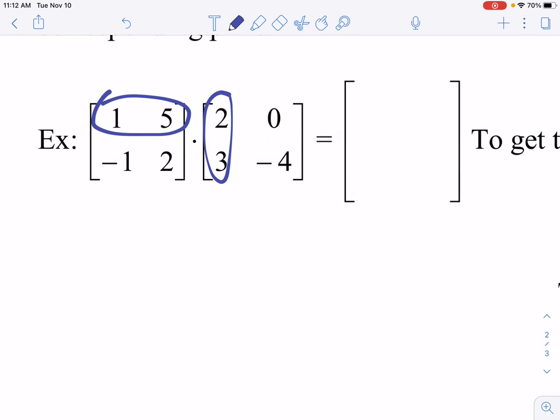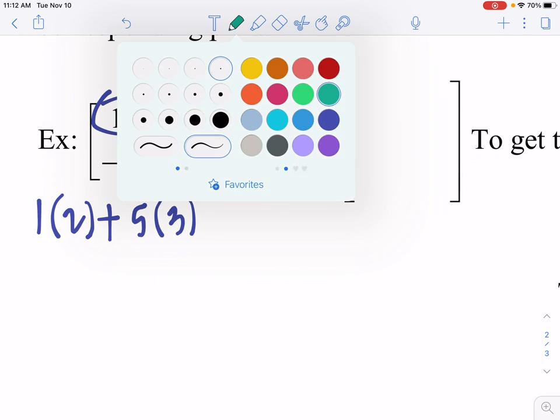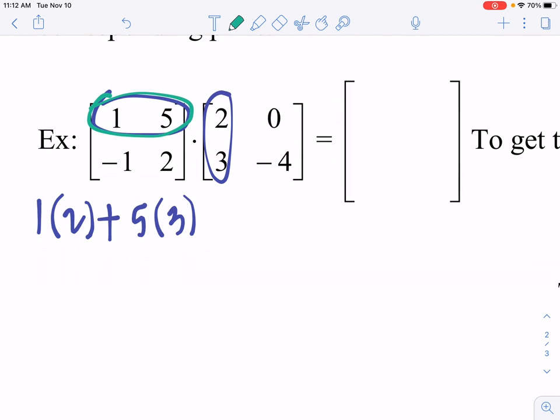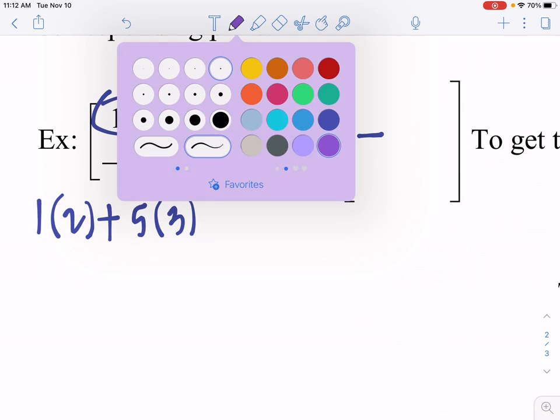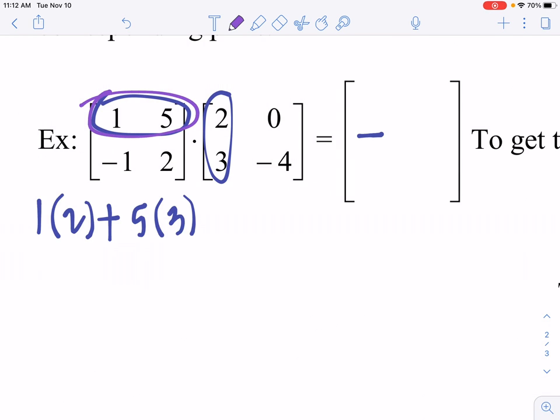So first row times first column of the second one. So 1 times 2 plus 5 times 3. That's going to be that first one. So that first one's going to go there. And then the second one is first row, second column. That's going to go there. So that's going to be 1 times 0 plus 5 times negative 4.